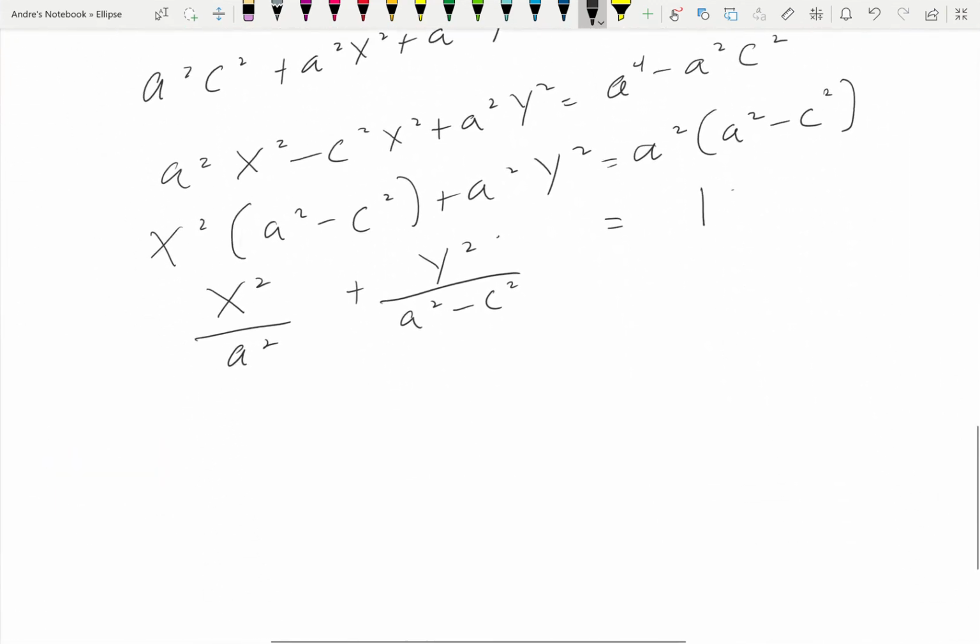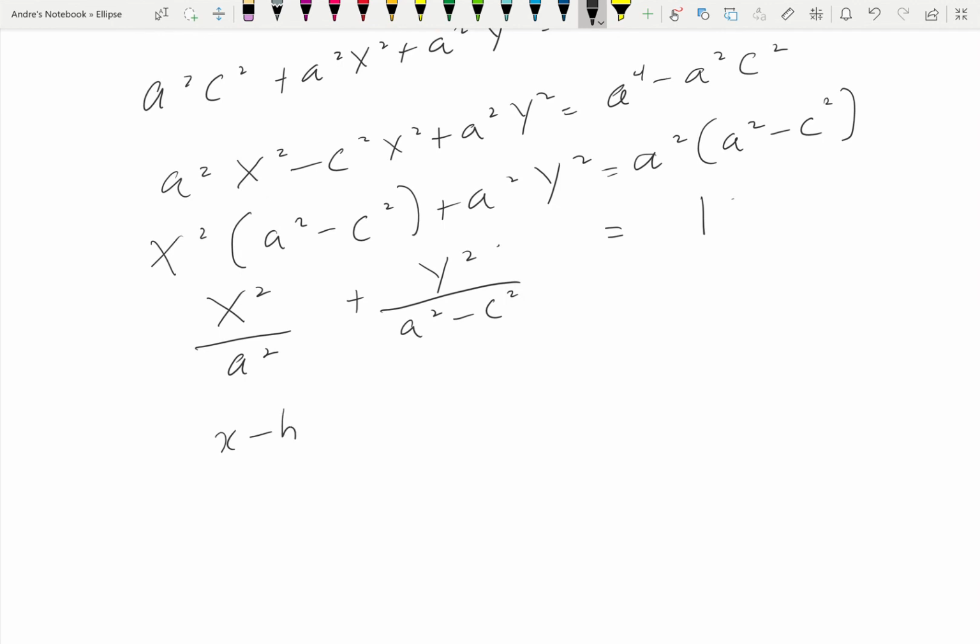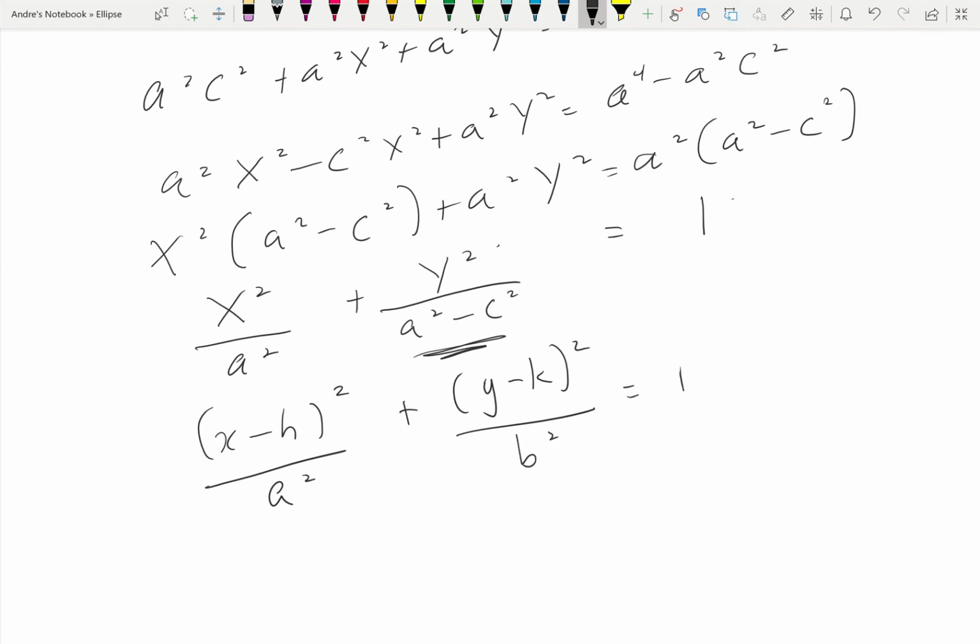So we get (x minus h) squared on a squared plus (y minus k) squared on, well, we just saw that this denominator here is b squared, equal 1. That's our equation.